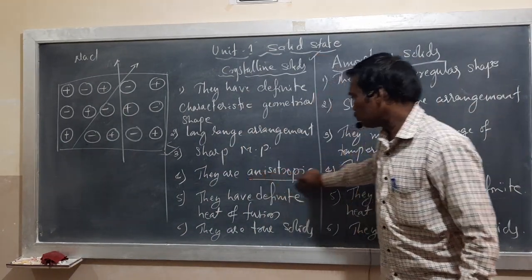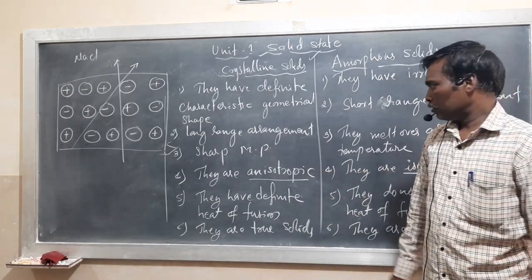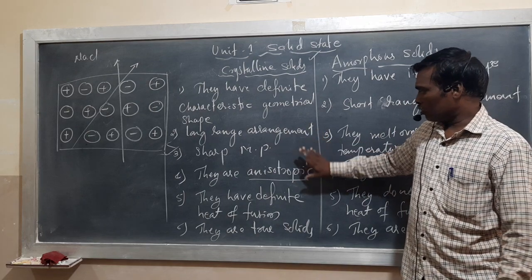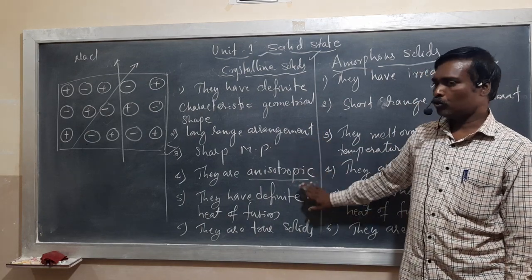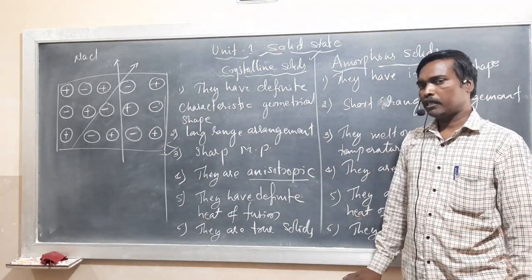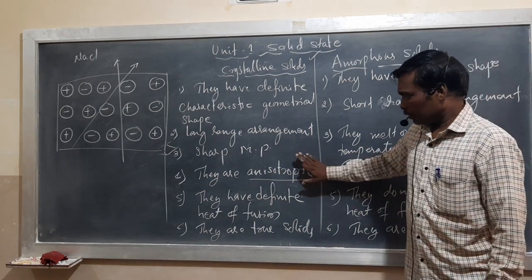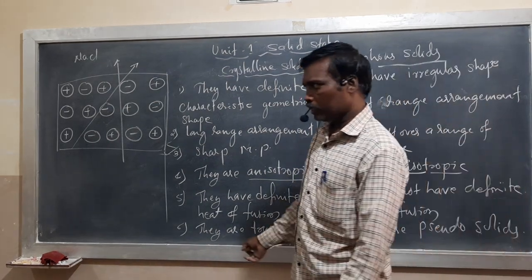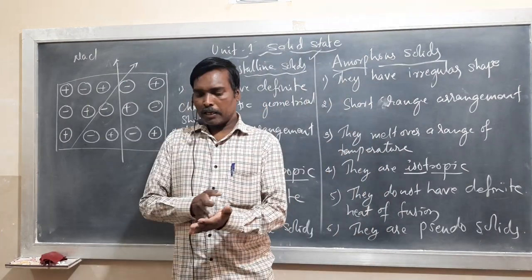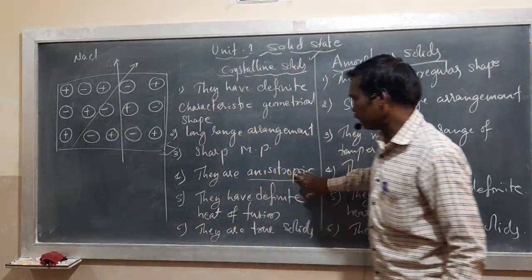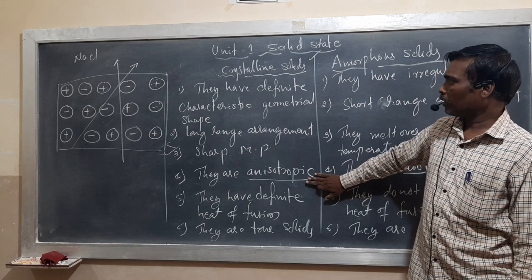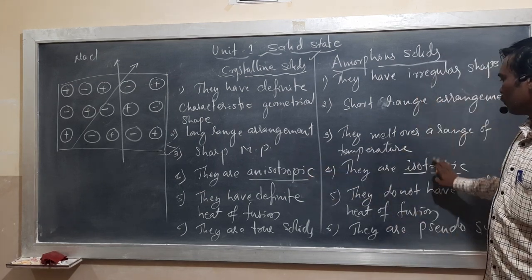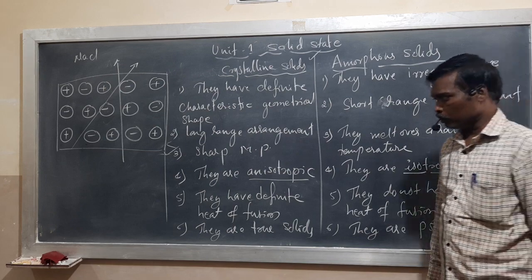They are anisotropic in nature. Let me clarify again. Anisotropic means the solids or compounds which show different physical properties, like the melting point, refractive index, mechanical strength and electrical conductivity. They show different values in different directions. And these amorphous solids are isotropic in nature.